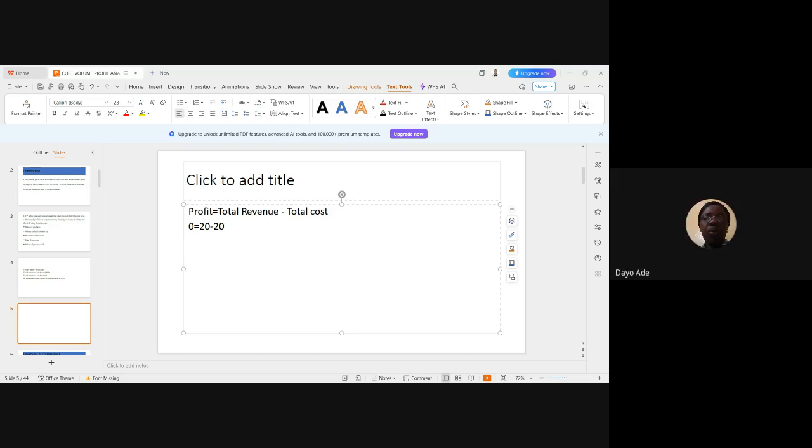Contribution margin is contribution per unit divided by sales. And contribution is sales minus variable cost. All right. I still need more responses to that. Difference between contribution margin and contribution margin ratio.